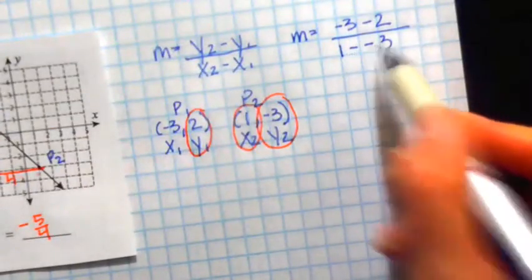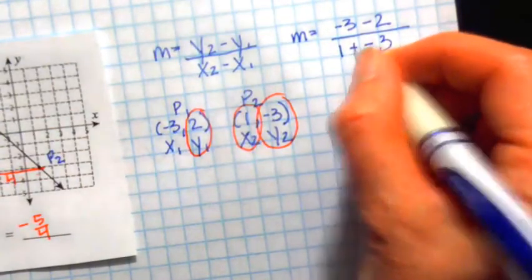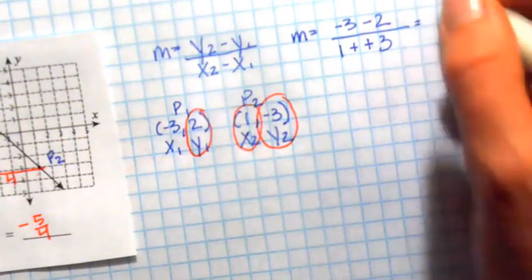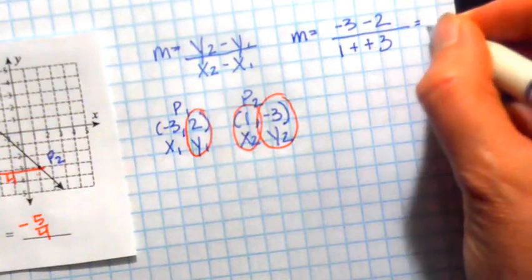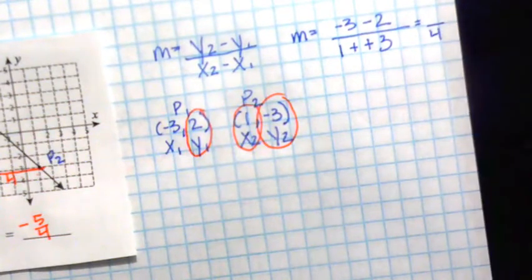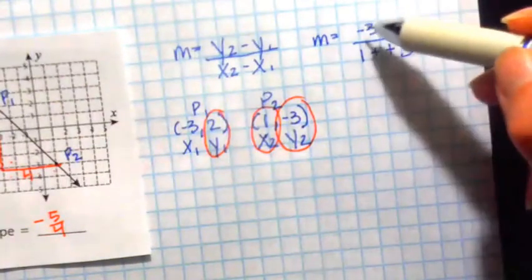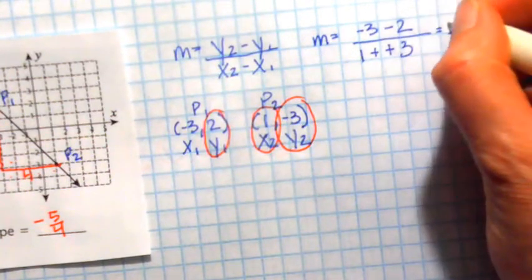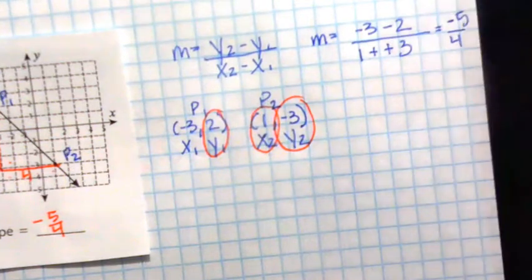All right, once again, we're subtracting a negative. When you subtract a negative, it's like adding. So it's 1 + 3 on the bottom, which is 4. And on the top, I have -3, take away 2. That's 2 lower than -3, which is -5.